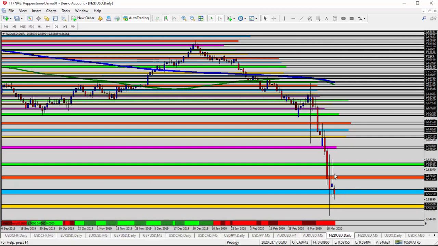Past couple of days it's just been bouncing around here. Green zone 0.5855, 0.5835, orange zone 0.5760, 0.5735. Current blue zone, which is our support, 0.5660, 0.5625, and we are challenging that support today.